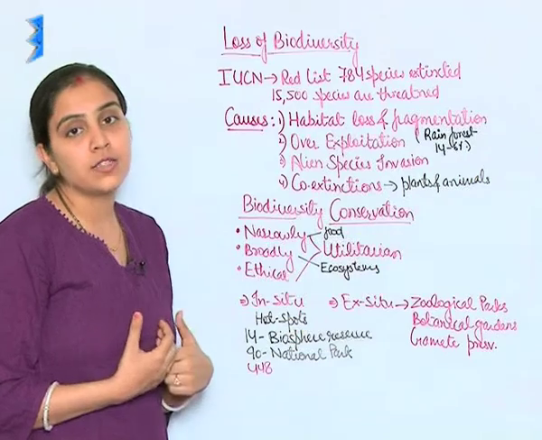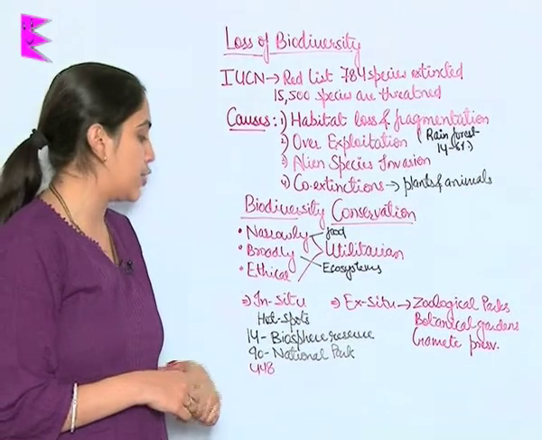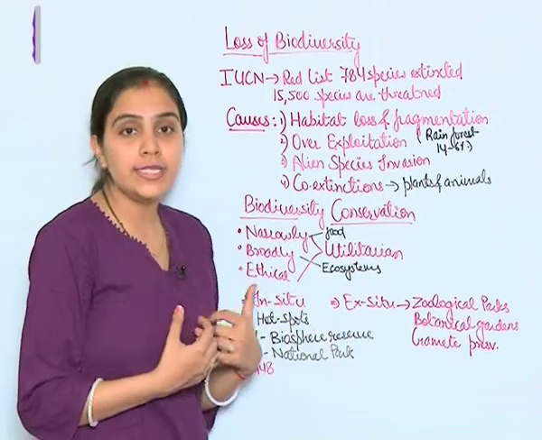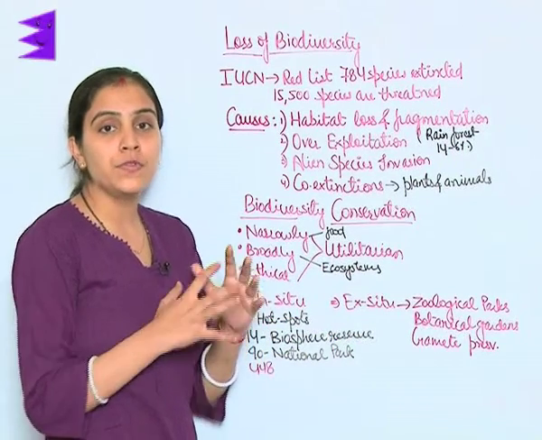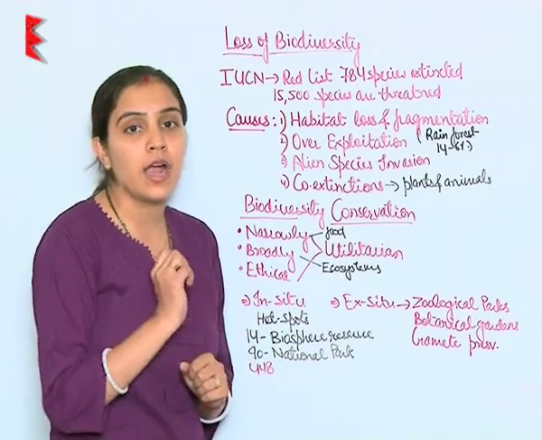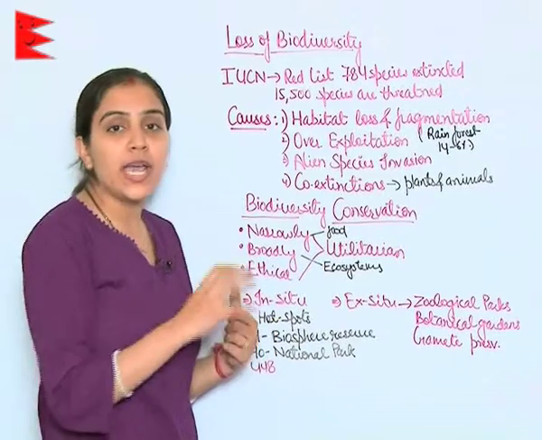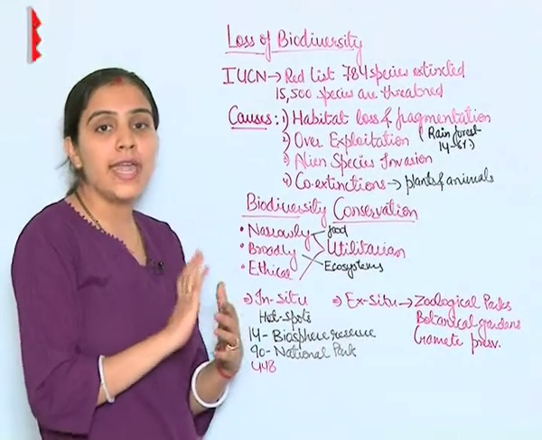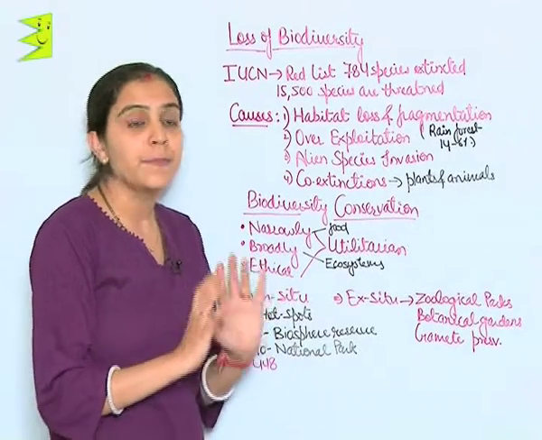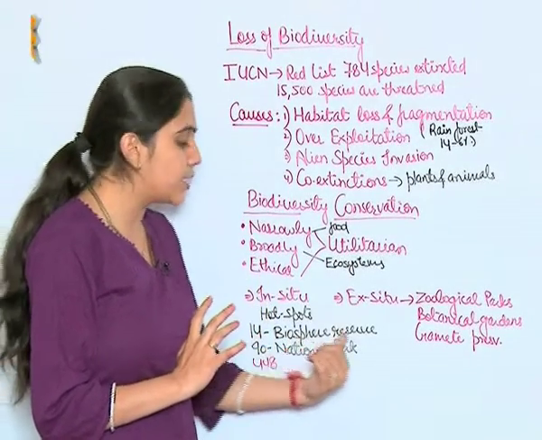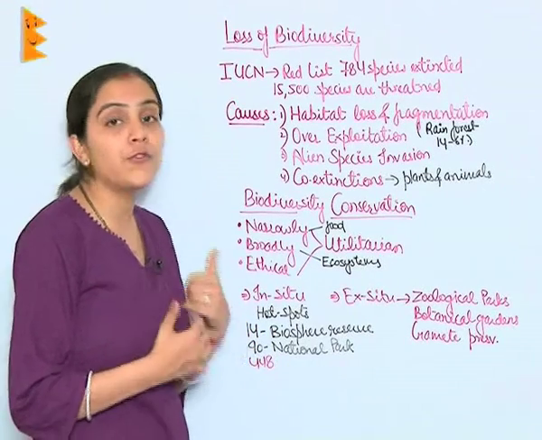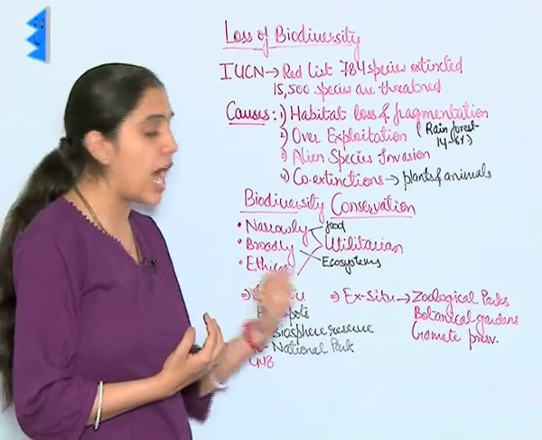What are the methods of biodiversity conservation? There are two methods, in situ and ex situ. In the in situ method, we protect the animals or plants as they are, in their naturally occurring conditions. We locate the hot spots which are endangered or threatened with extinction. We protect them. 14 biosphere reserves, 90 national parks and 448 wildlife sanctuaries are found in India.